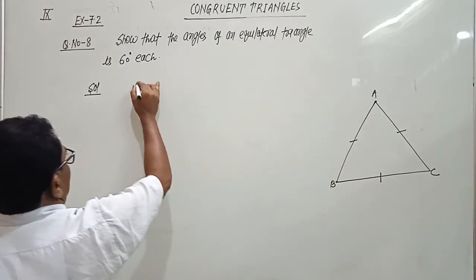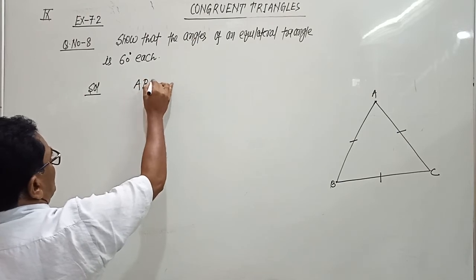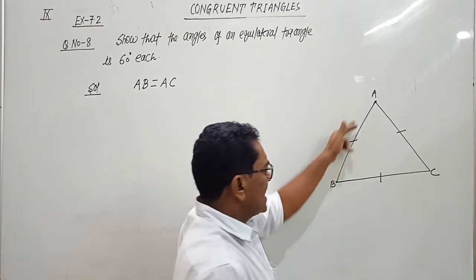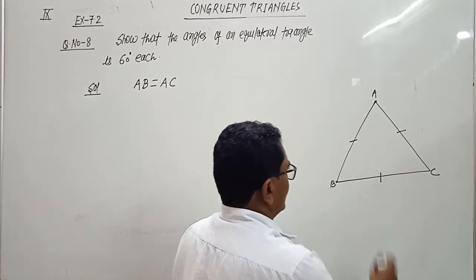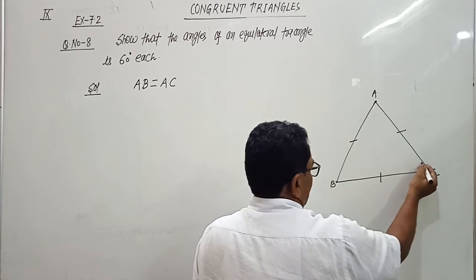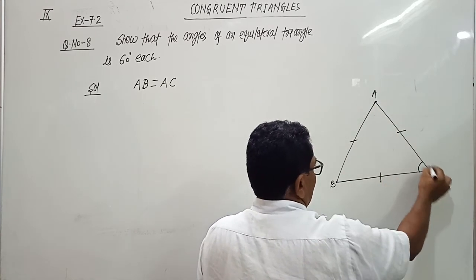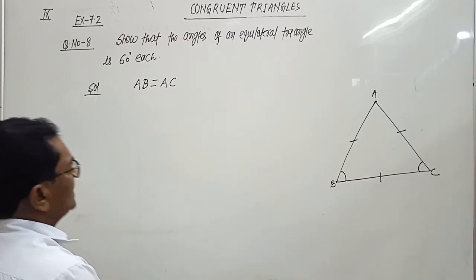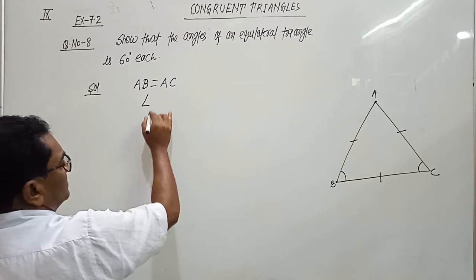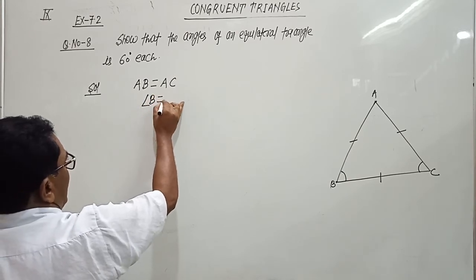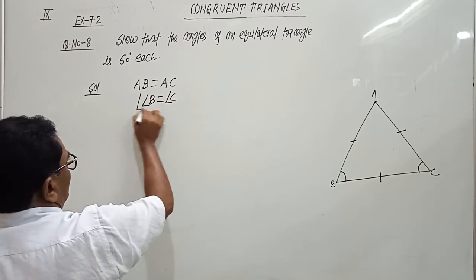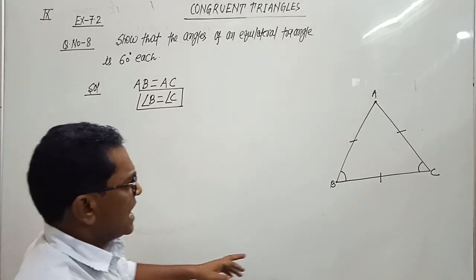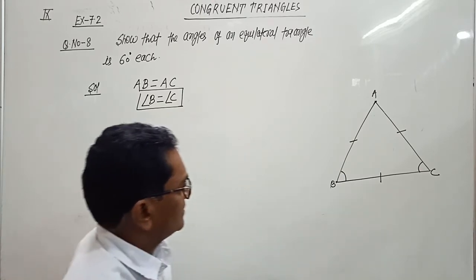So we can write that AB equals to AC. And if side AB is equal to AC, then angle opposite to side AB, which is C, and angle opposite to side AC, which is angle B. So we can write that angle B equals to angle C, since AB equals to AC.